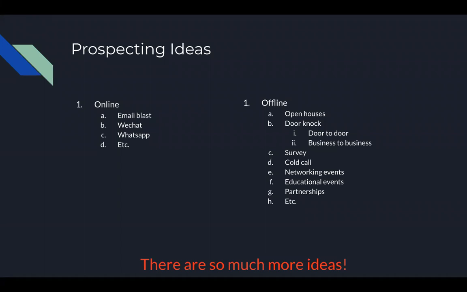So prospecting, online and offline. Online is like email blasts, social media like WeChat, WhatsApp, Line, or text messages. Offline is open houses, door knocks, surveys, cold calls, networking events, educational events, partnerships, right? There are so many more ideas about prospecting, whenever you can meet with people and get people to know you.